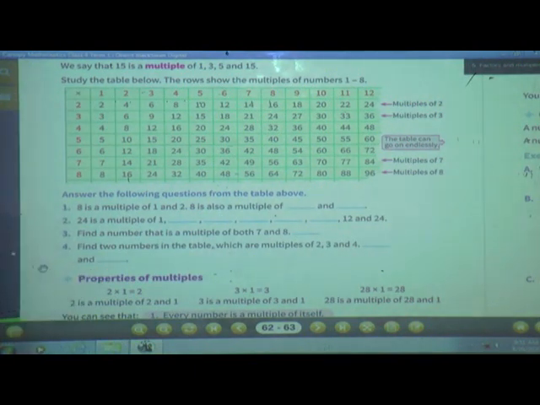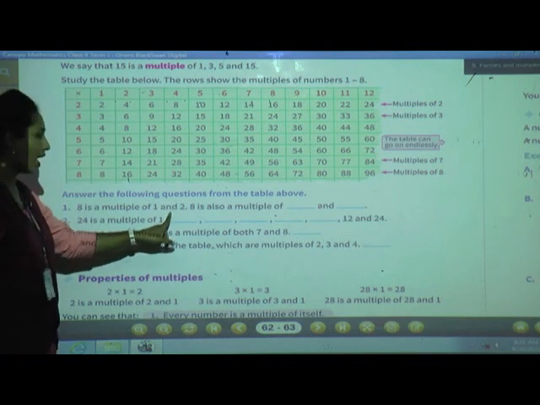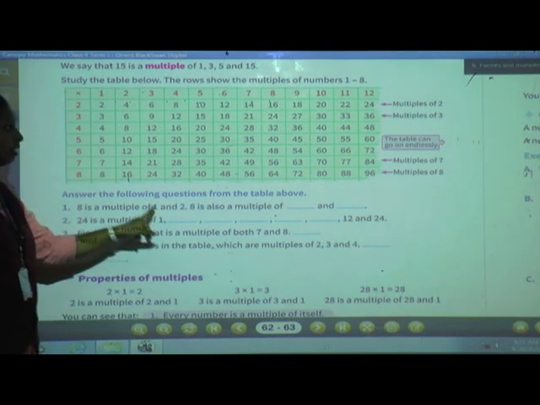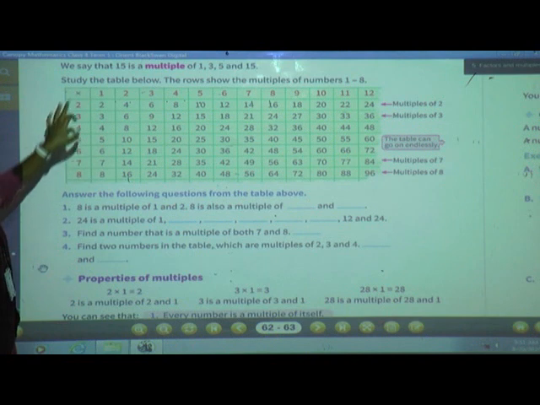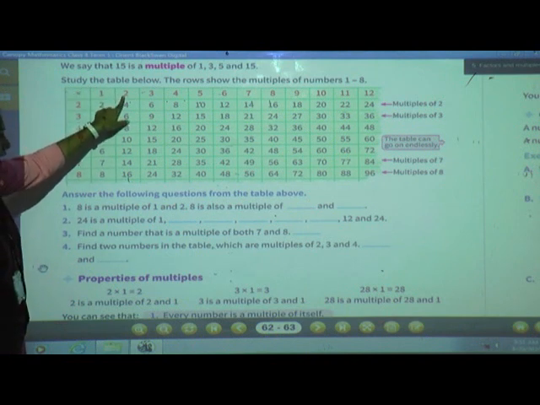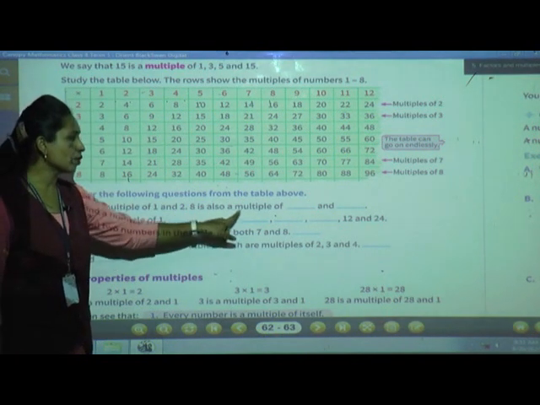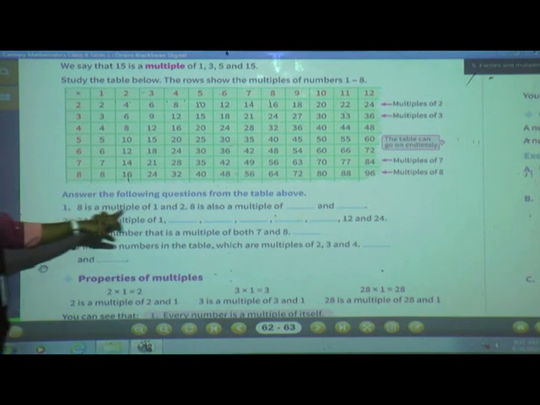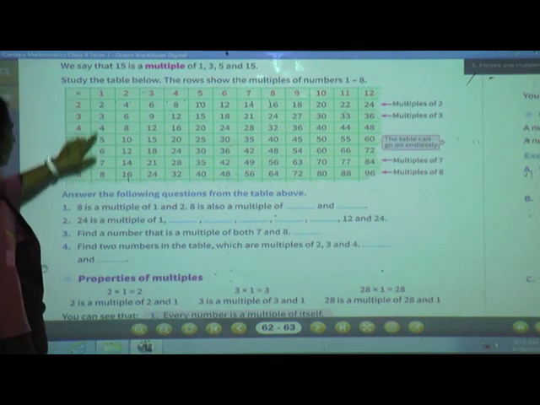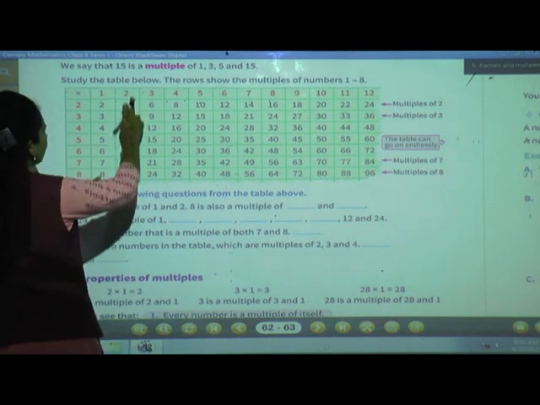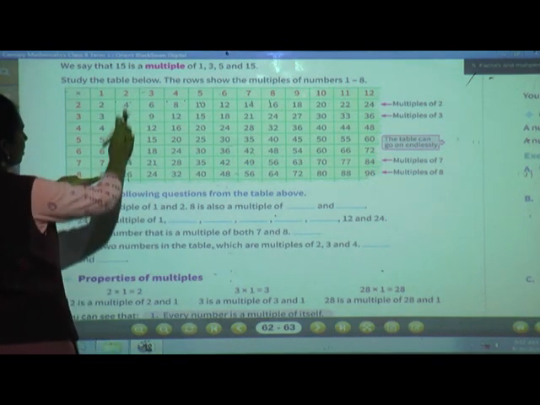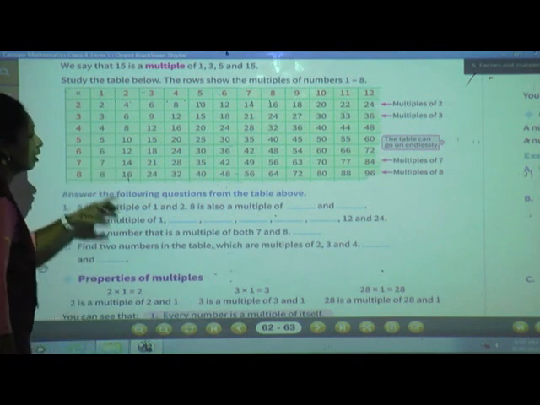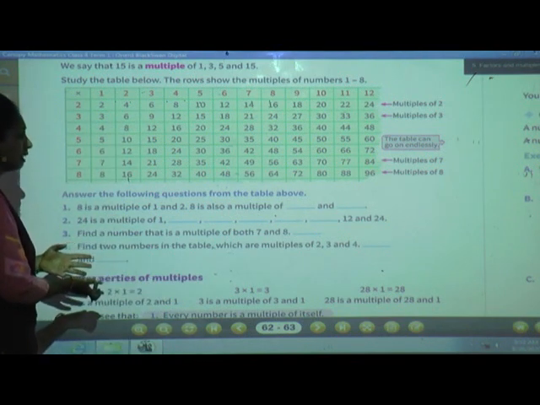Now you understood the table. Okay, now see, 8 is a multiple of 1 and 2. What they are saying, 8 is a multiple of 1 and 2, and 8 is also a multiple of dash dash and dash dash. See, 8 is a multiple of 1 and 2. In the 1 table 8 is there? Yes. And in the 2 table 8 is there? Yes, it is there. So what they are asking, again, what are the multiples of 8?